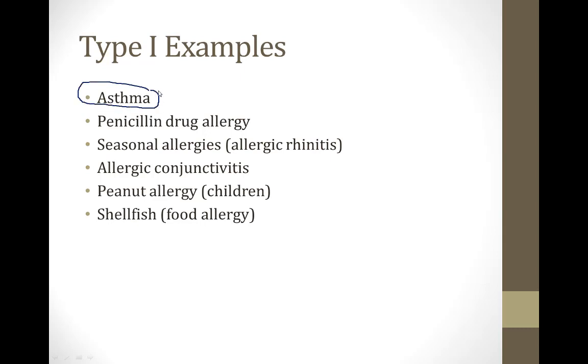In asthma, patients' mast cells degranulate in response to allergens, and they develop wheezing and shortness of breath. Some penicillin drug allergies are type 1 reactions, especially patients who get urticaria or hives after receiving penicillin. Some seasonal allergies are caused by type 1 hypersensitivity reactions. These are often referred to as allergic rhinitis. Allergic conjunctivitis is a type 1 reaction.